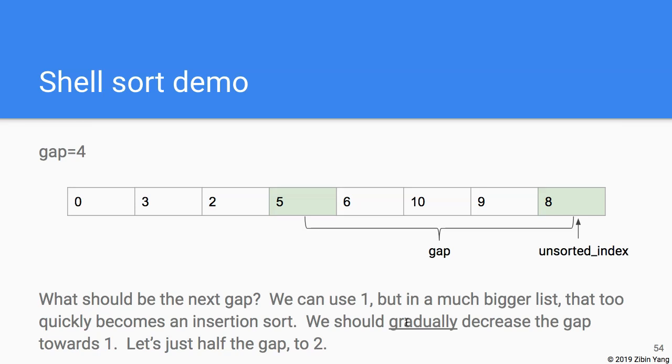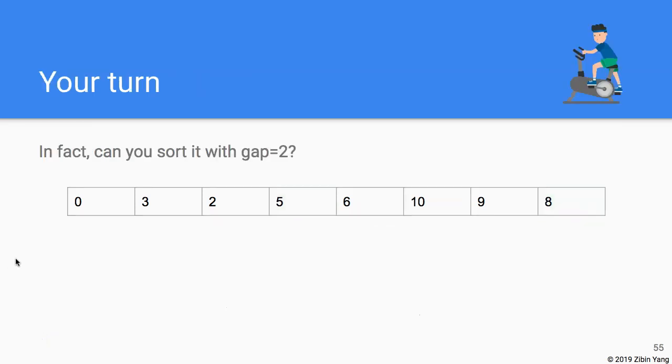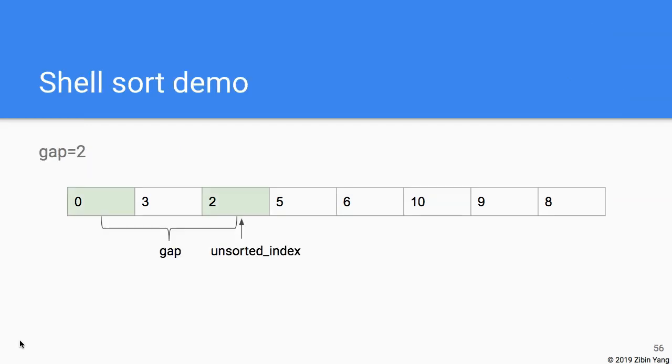Well, we can pick the initial gap to be half of the entire length of the list, and then keep halving it. So in this case, we're going from a gap of 4 to a gap of 2. And as a matter of fact, I would ask you to pause the video and try to sort this list so that it's 2-sorted when you're done. Assuming you've tried it yourself, let's go through it together.